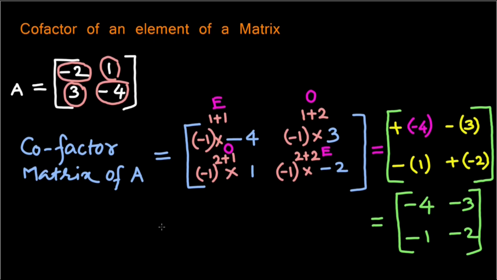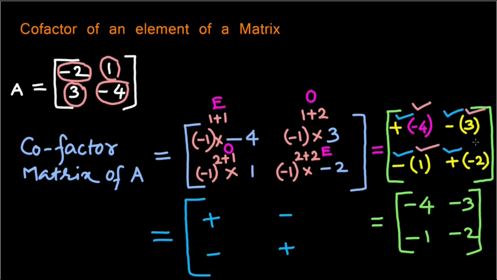Here we can avoid the calculations of minus 1 raised to the powers even, odd, even, etc. by simply writing the signs first: plus, which will be this plus, then this minus, then this minus, and then this plus, succeeded by the corresponding minors minus 4, 3, 1, minus 2. So we can make use of this shortcut for writing a cofactor matrix.